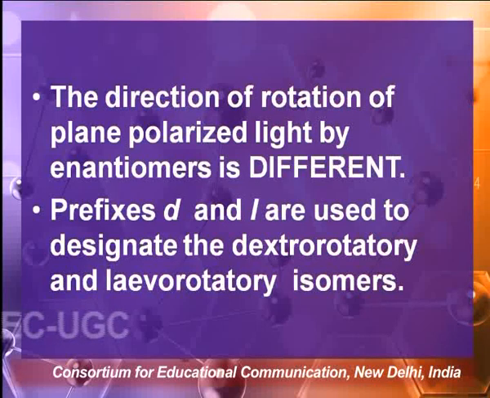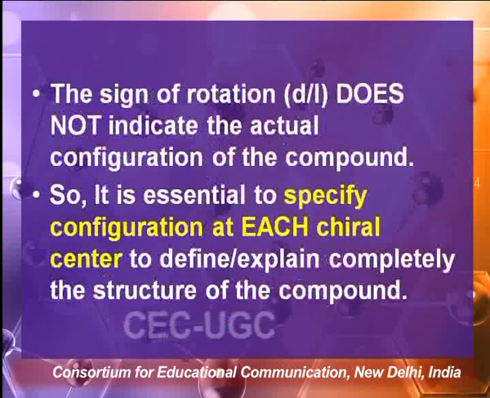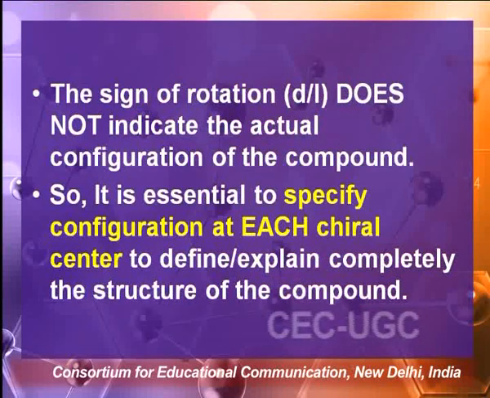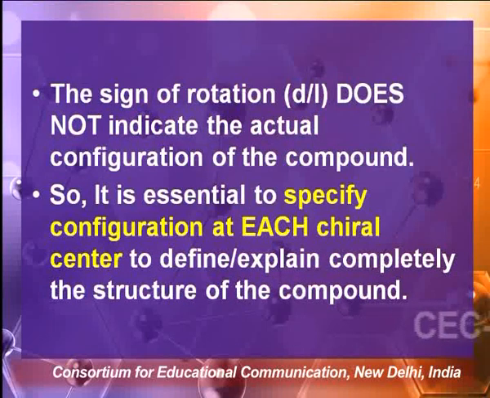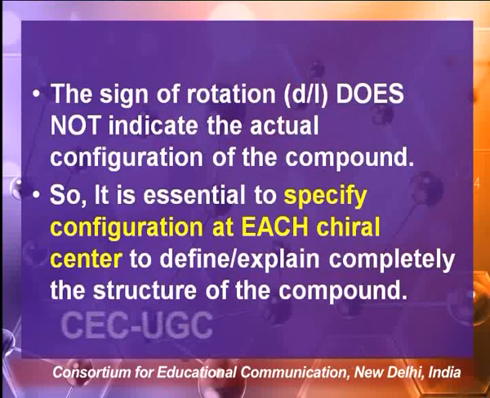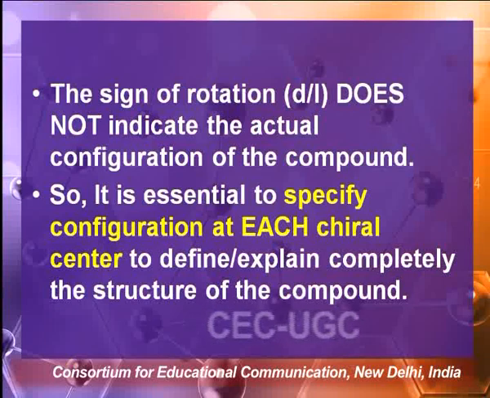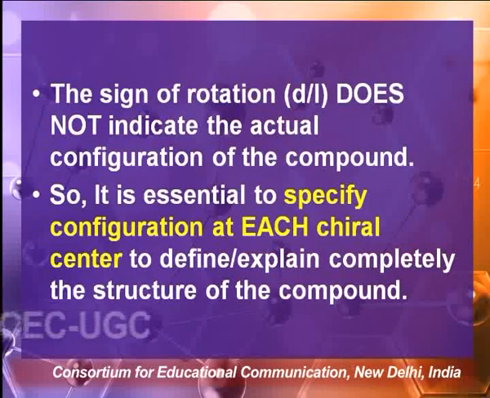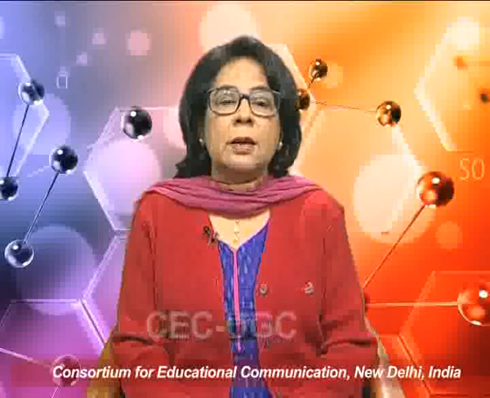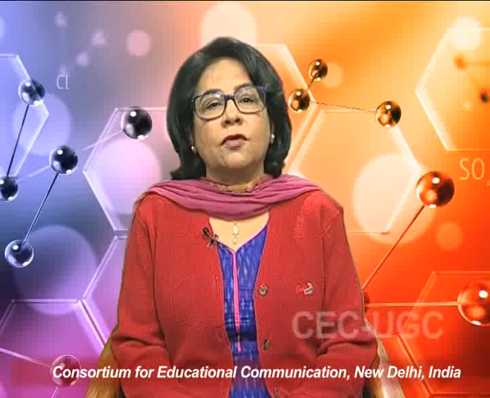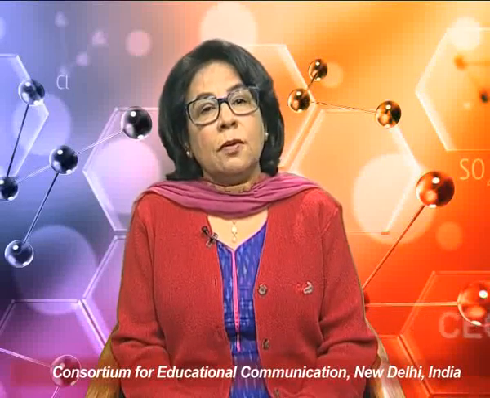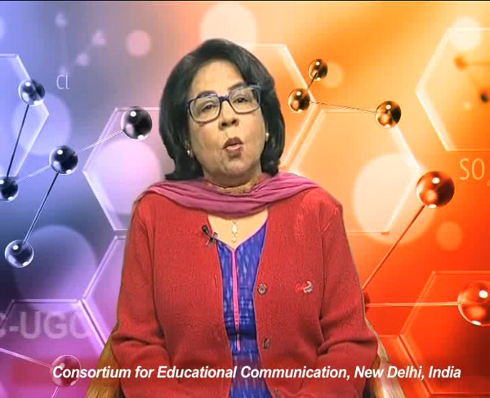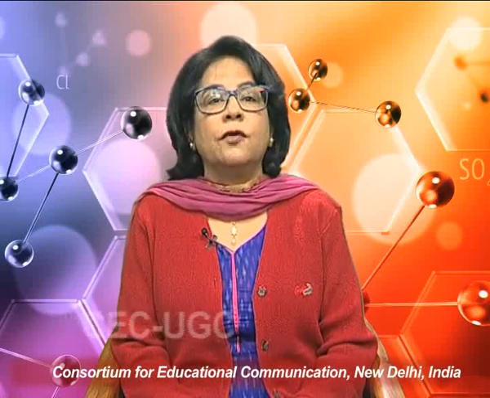dextrorotatory and levorotatory isomers. The sign of rotation, that is small d or small l, does not indicate the actual configuration of the compound. So it is essential to specify configuration at each chiral center to explain completely the structure of the molecule. So we now have to understand the importance of configuration.